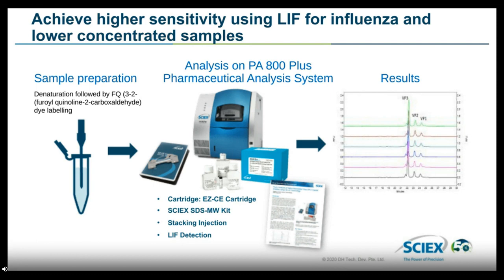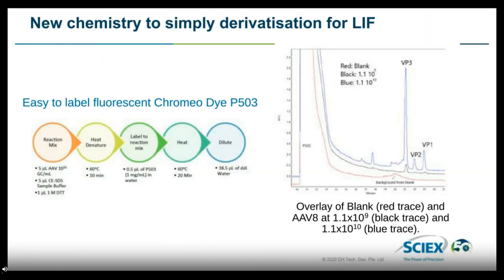But what happened last year was that we looked at this derivatization process for laser-induced fluorescence, and we devised at SCIEX new chemistry to simplify the derivatization of the proteins. And this chemistry was based around a commercial dye you can buy from Active Motif or Sigma Aldrich. And this dye is a chromium dye. It's a pyridinium-based dye, which is very easy to label the protein. So the sample process now is very simple.